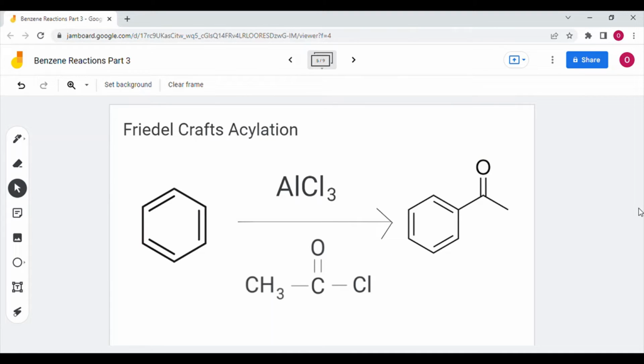So the last reaction we're going to be looking at is Friedel-Crafts Acylation. If we have a benzene and react it with AlCl3 as well as some kind of carbon chain with a double bonded oxygen as well as a halogen, very similar to Friedel-Crafts Alkylation, this part of the molecule basically directly gets plopped onto here.